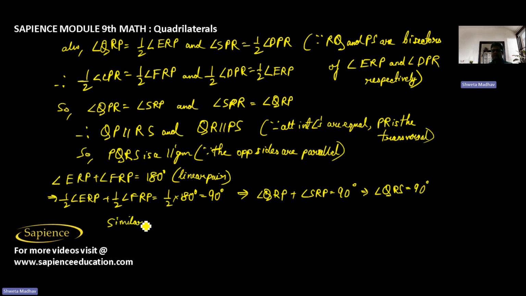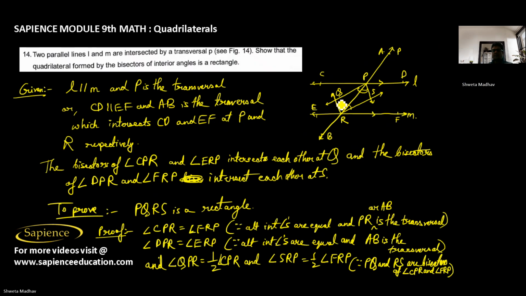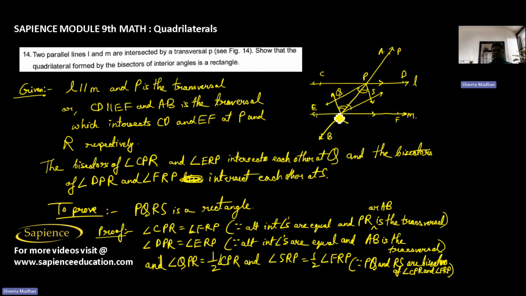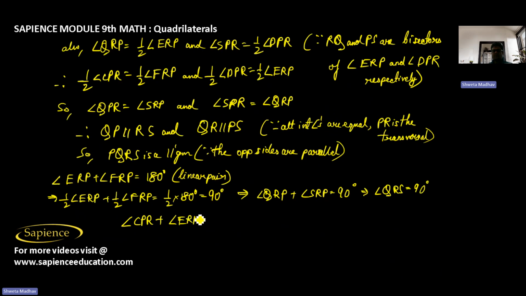Similarly, we can show that angle CPR plus angle ERP is equal to 180 degrees, since they are co-interior angles, and since CD is parallel to EF, and obviously PR or AB is the transversal.